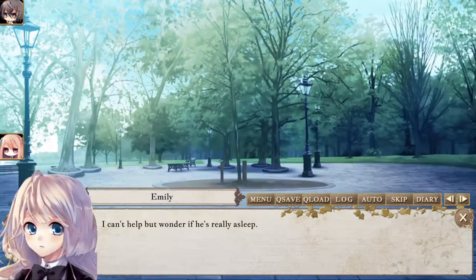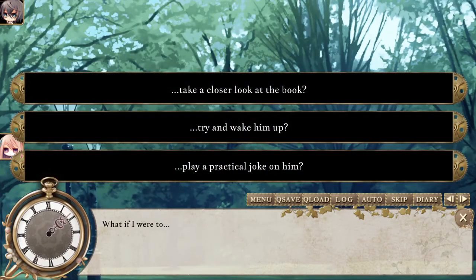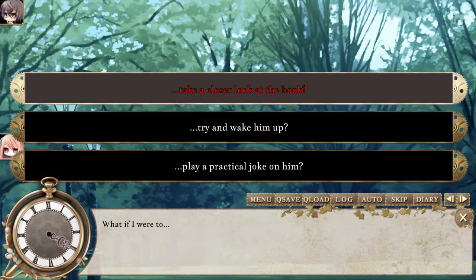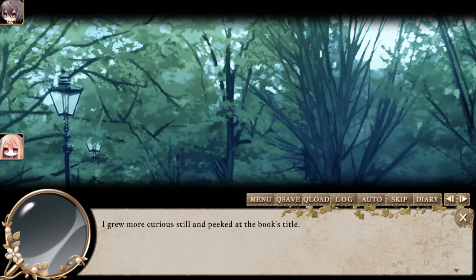Lupin. Let's take a closer look at the book and see what happens. Because last time I got a CG with him. I'm wondering if I can avoid the CG.